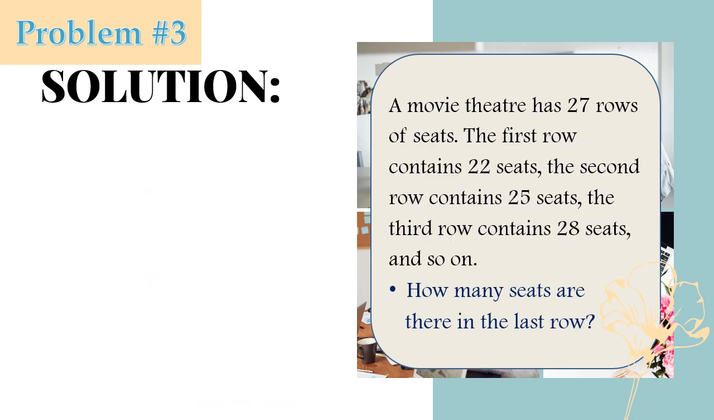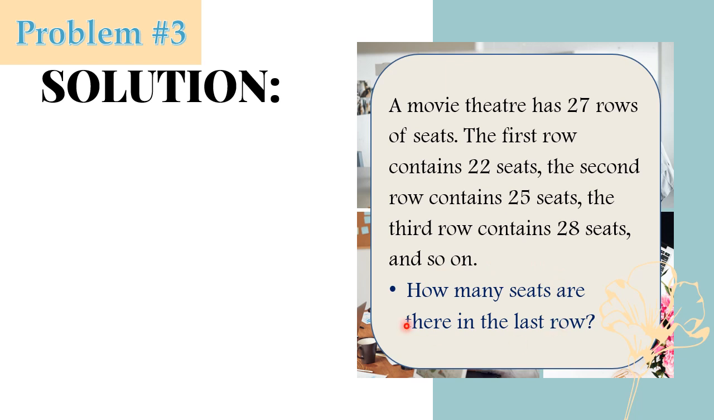Okay, so for our problem 3, a movie theater has 27 rows of seats. The first row contains 22 seats, the second row contains 25 seats, and the third row contains 28 seats, and so on. So again, this is an application of arithmetic sequence or series. But let's be specific. Do you think we're going to find the value of a specific term, or are we supposed to find the sum of the given sequence?